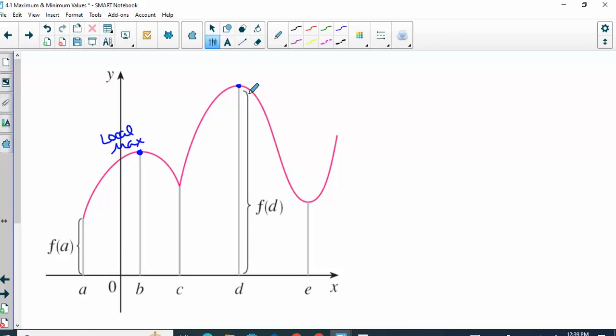What would this one be? Absolute. It is the absolute. And it would also qualify as a local max. So this one is both absolute and local. What about at point C here? What would this be? Local min. E would be another local min. At point A, this is the lowest on the entire graph. It is an absolute min, but not a local min.